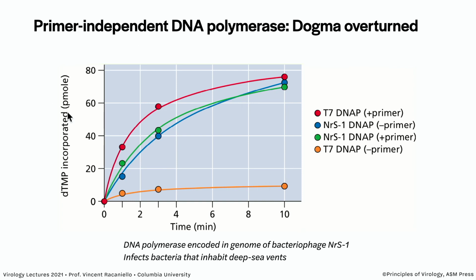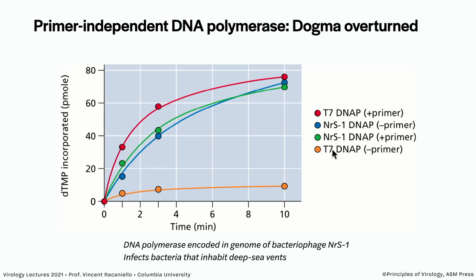But here is a wonderful experiment where we're looking at dTMP incorporated, picomoles here. So you can measure incorporation of this single base with time. So you set up a reaction with DNA polymerase and a template, and then you ask whether or not you need a primer. So there are 2 different DNA polymerases here in this experiment. One of them is T7 DNA polymerase. T7 is a bacteriophage, and it encodes its own DNA polymerase. We saw, I believe, the structure of that last time.